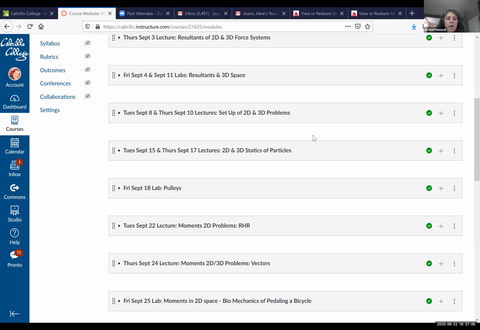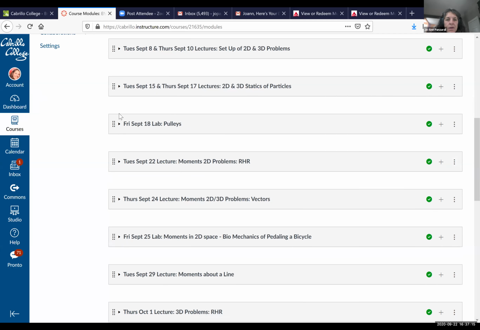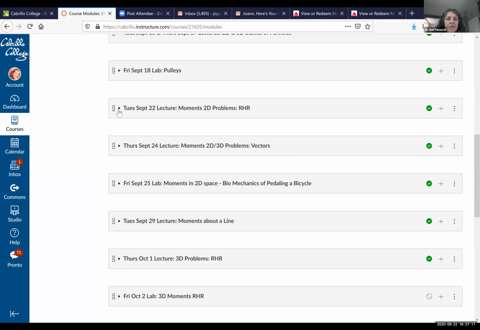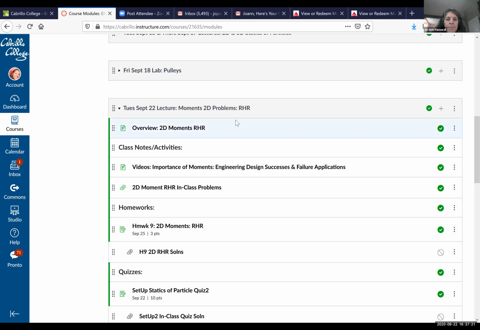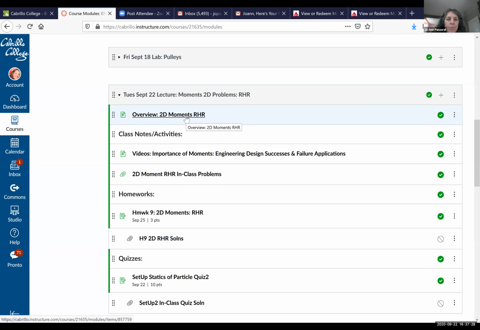Great. Okay, so you'll notice that in each module, there's always a little overview on what we're going to learn that day. I haven't pointed it out to you yet, but maybe you have found it anyway. It's kind of a summary of that module. And so we're moving on to moments in 2D space using the right-hand rule today. So I'm going to just open up overview.